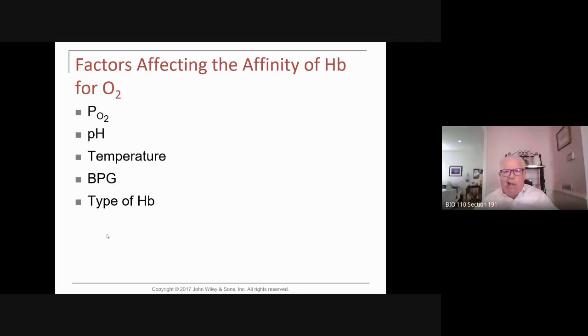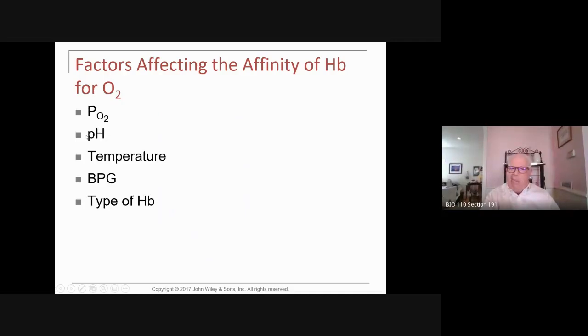What affects your hemoglobin to accept and keep oxygen? The partial pressure of oxygen. Again, the partial pressure of oxygen. 21% of all air is oxygen. Okay? So if your oxygen level drops, you need to have more oxygen pumped in.